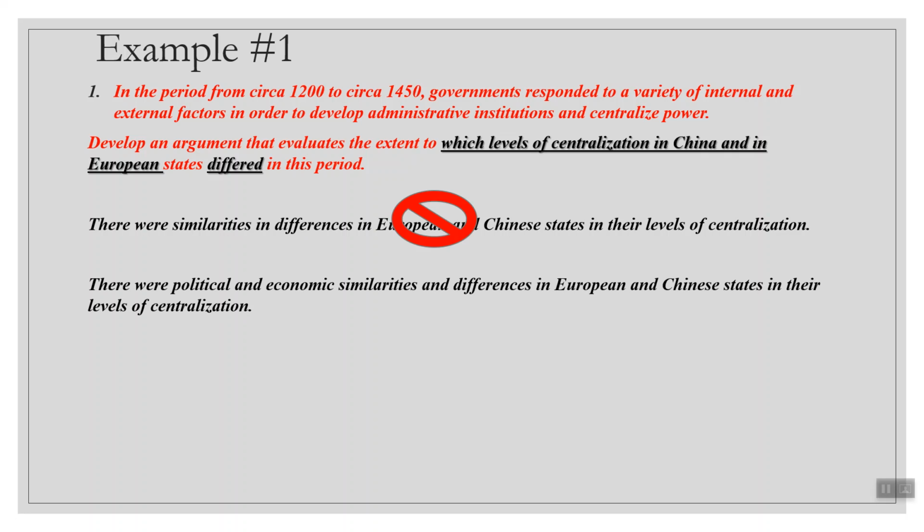There were some political and economic similarities and differences. Again, same thing. You're going over similarities when they're only asking differences, and using the SPICE themes doesn't make it specific. Don't think that you can use the SPICE themes and get a point for the thesis. Now you can start off with the SPICE themes, but then you need to write your thesis statement after this.